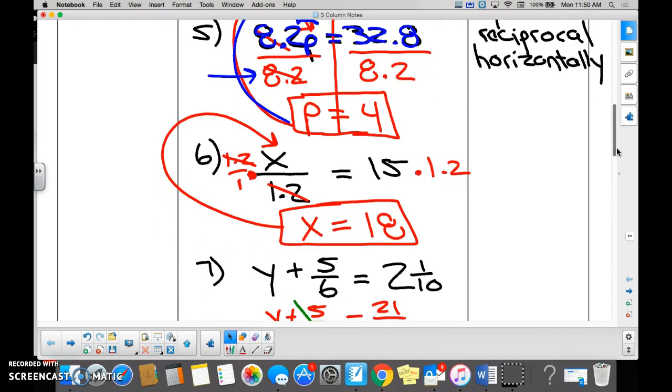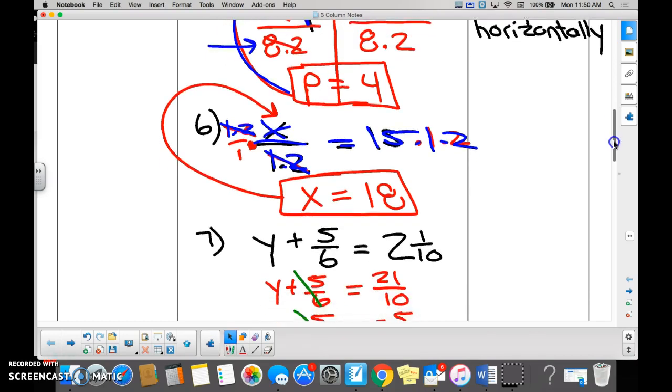Number 6. These are the types of problems that concern me. I don't want you showing your work vertically on number 6. Again, the original problem was x over 1 and 2/10 is equal to 15. How do you undo division? Multiplication. So in this case, we're going to multiply by 1 and 2/10 on both sides, and we're going to do that horizontally so we can easily cancel out our 1 and 2/10. Yes, no? Mm-hmm.